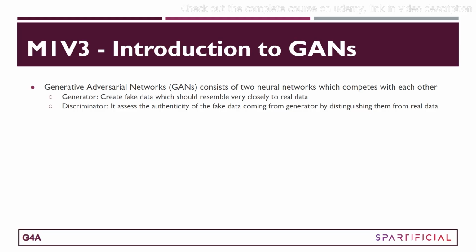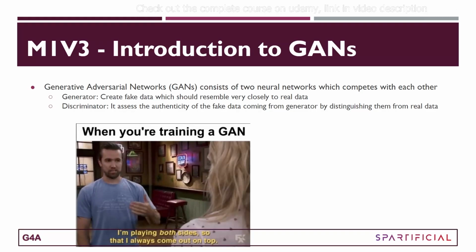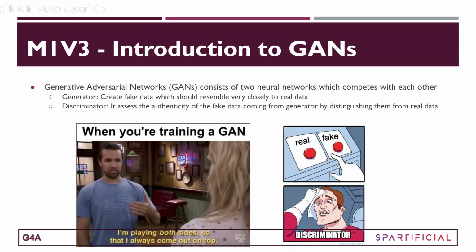All right. And then I have some memes to share with you. When you are training a GAN, I am playing both sides so that I always come out on top. That's exactly what's happening with GAN. Then this is what a discriminator is going to look like. Is it real? Is it fake? Is it real? Is it fake? It's always in confusion, right?